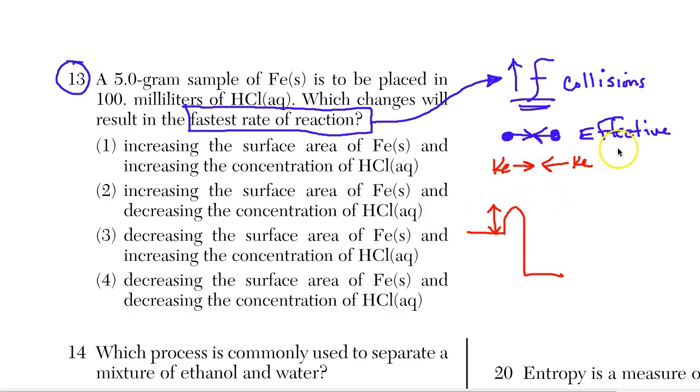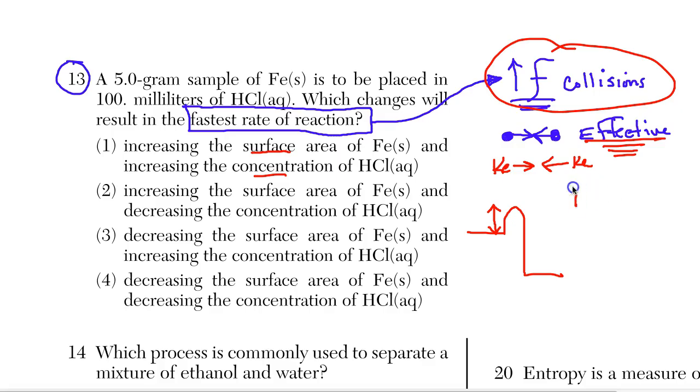So in any case, if we increase the number of collisions, just by pure chance and statistics, we're going to increase the number of effective collisions. So how do we increase the number of collisions? Well, some easy factors, and if you look at your choices here, they're looking at surface area and concentration. Well, let's talk quickly about the other ones if you were to get this kind of question.